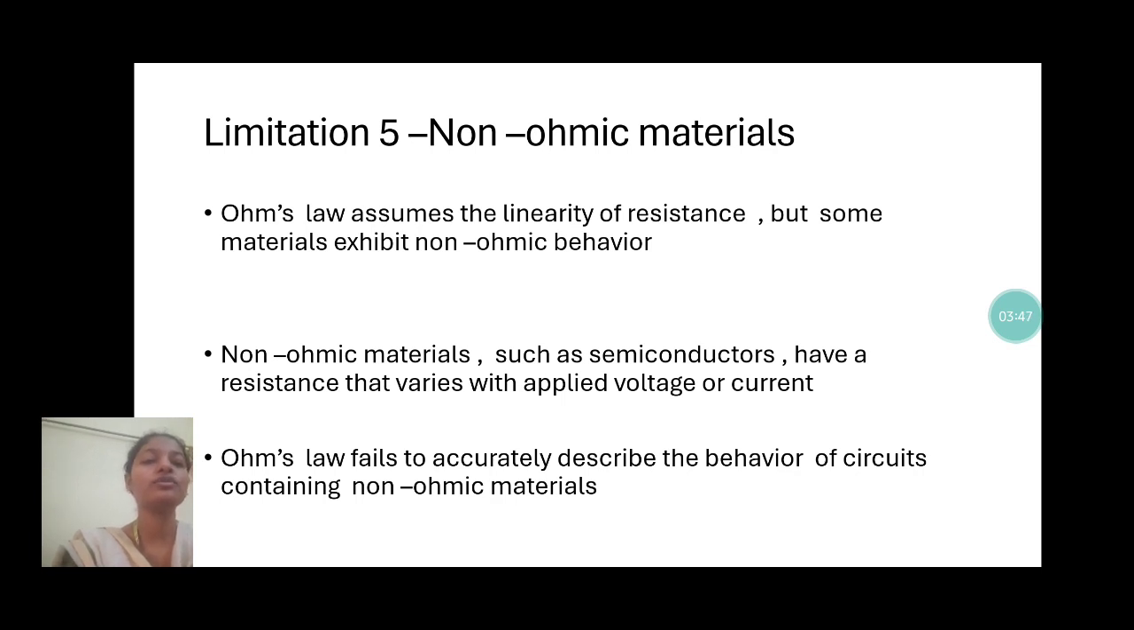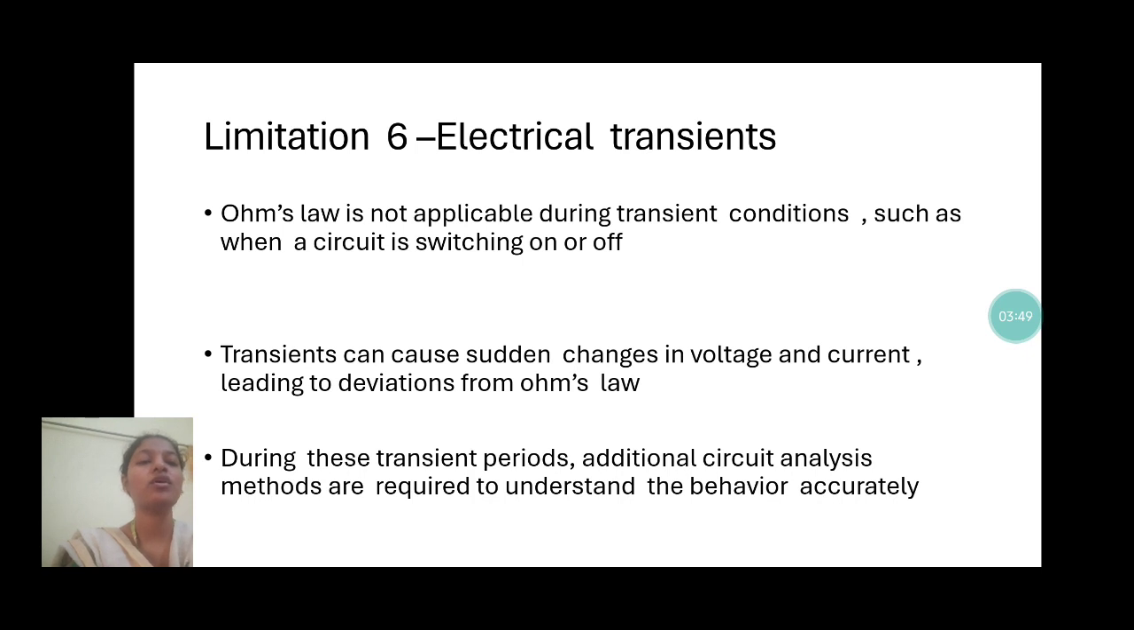And we can go through limitation 6 of Ohm's law, which is electrical transients. Ohm's law is not applicable during transient conditions such as when a circuit is switching on or off. Transients can cause sudden changes in voltage and current, leading to deviations from Ohm's law. During these transient periods, additional circuit analysis methods are required to understand behavior accurately.